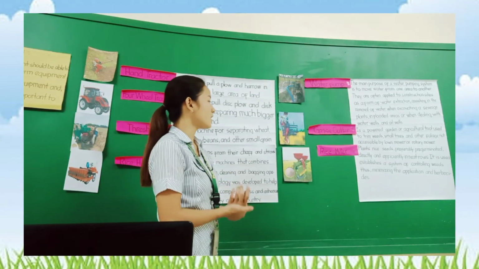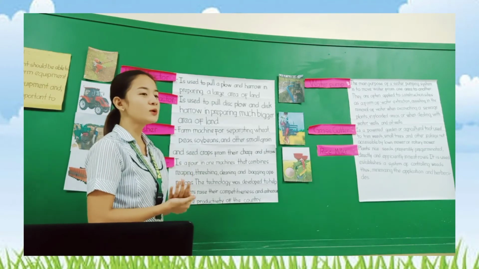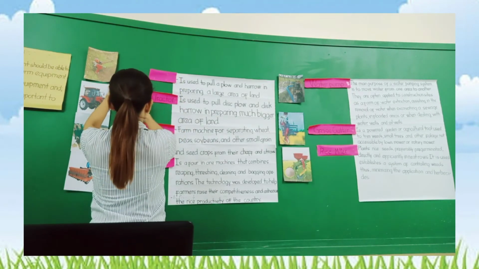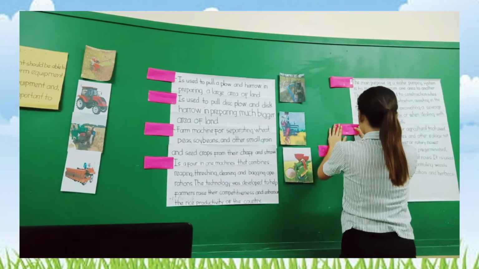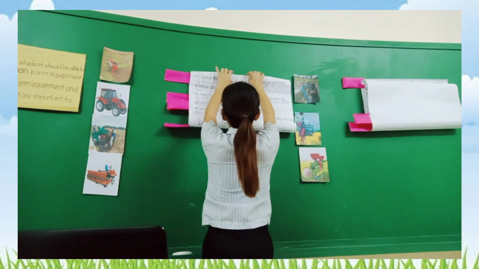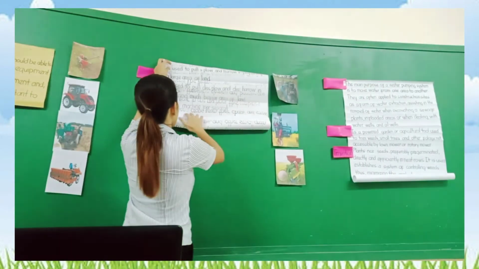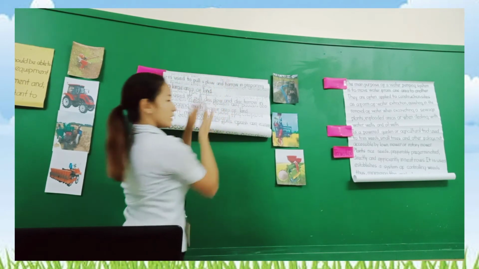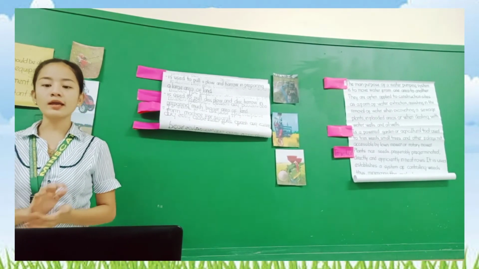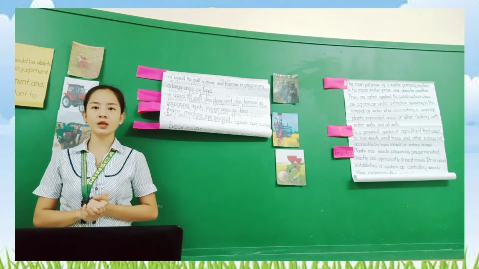So those are the different farm equipment. So did you understand it, class? Okay, very good. So if you really understand our topic, okay, what is a hand tractor again? Yes, Bea. Okay, very good. It is used to pull a plow and harrow in preparing a large area of land. So, how about the four-wheel tractor? Yes, Jay. Okay, very good.